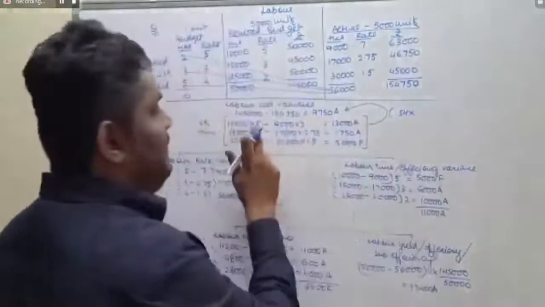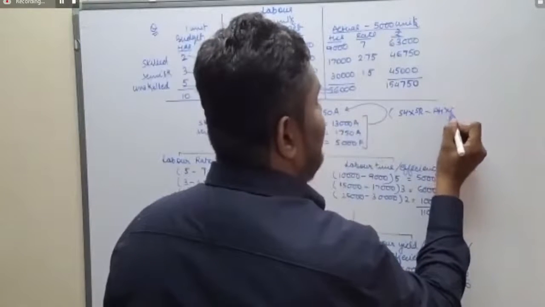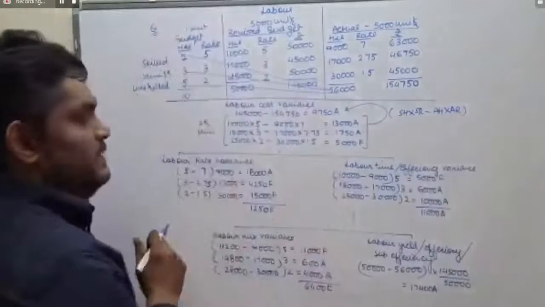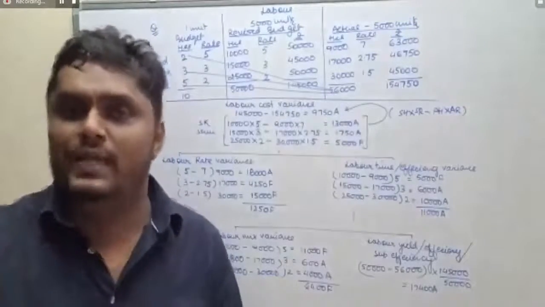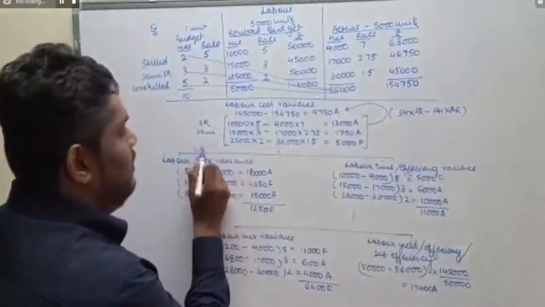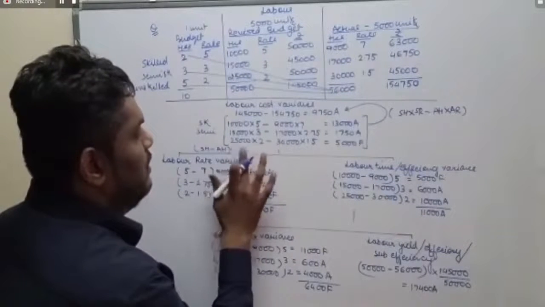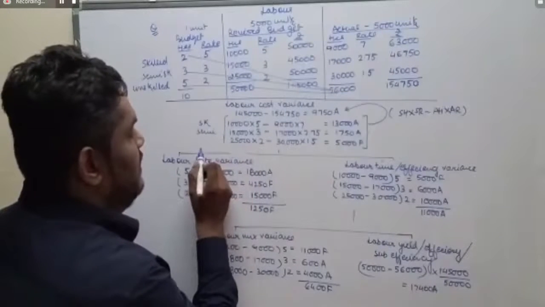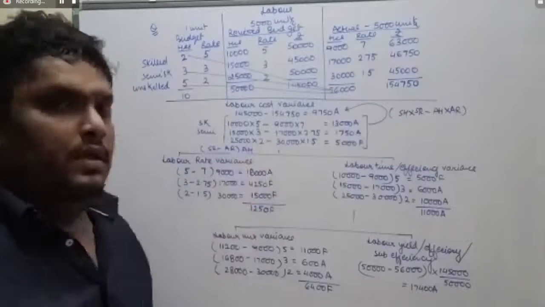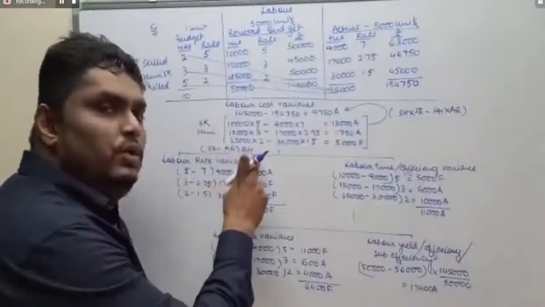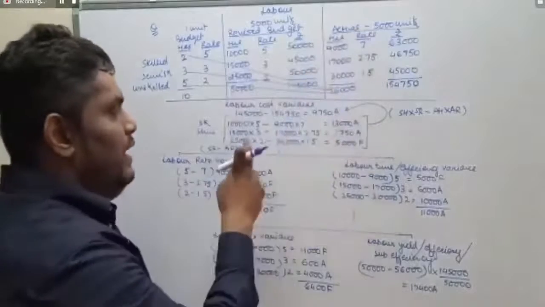Standard hours are to be paid at the standard rate minus actual hours were paid at the actual rate. Similarly, in material, what we were doing: standard price minus actual price into actual quantity. So herein, standard hours minus actual hours into standard rate minus actual rate into actual hours. Standard price minus actual price into actual quantity. So similarly, standard rate minus actual rate into actual hours.